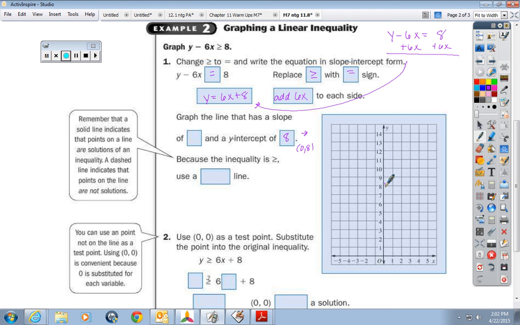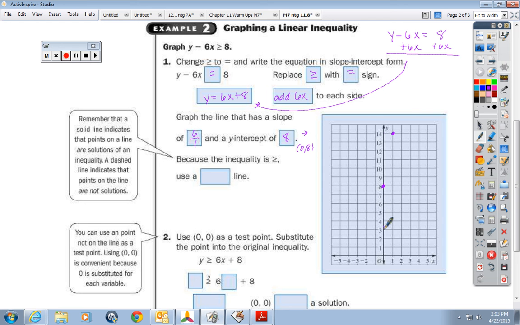It is 6 over 1. So that means I'm going to rise 6: 1, 2, 3, 4, 5, 6. I'm going to run 1. Now if I want to get a third point, I can reverse it and fall 6: 1, 2, 3, 4, 5, 6, and run 1 this way.